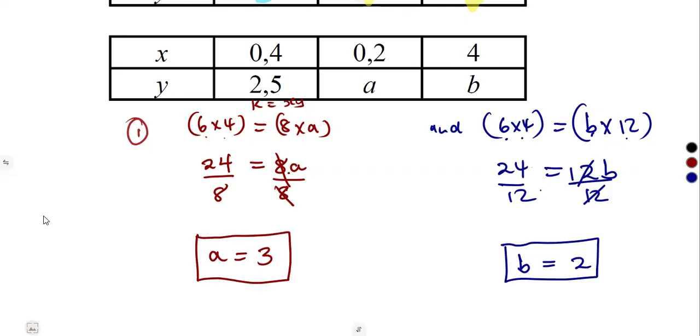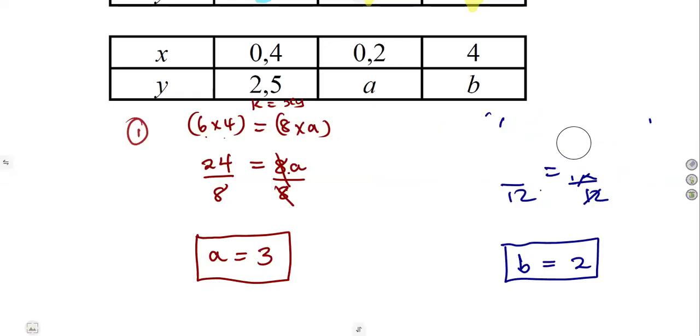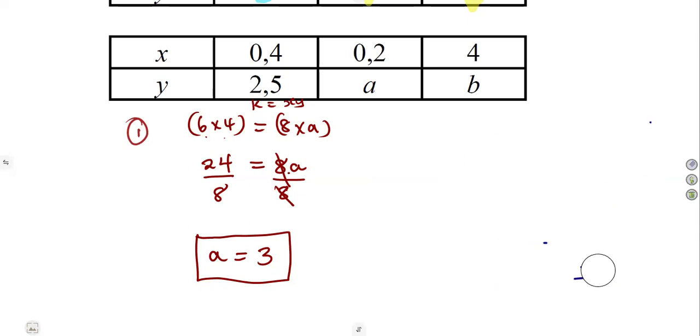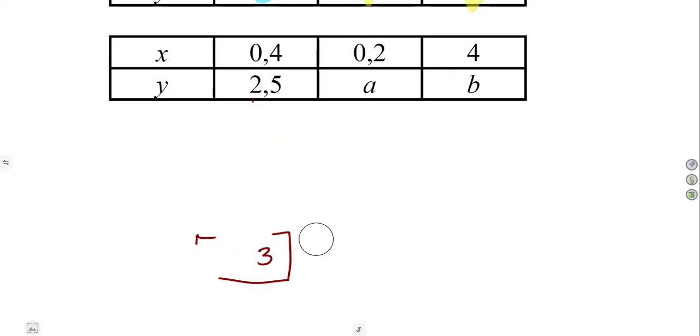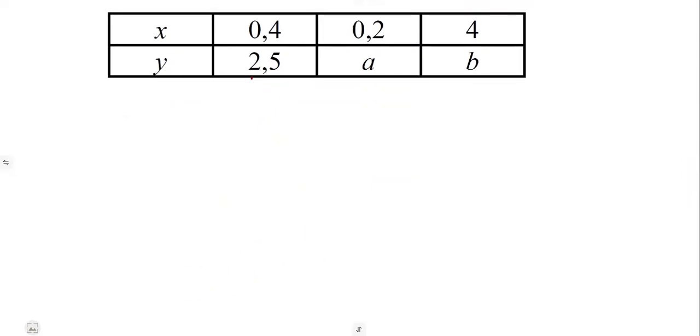Using the indirect concept. One is increasing, one is decreasing. So there we are already told that it's an inverse, so that's why we are using this, guys. Otherwise, if it was a direct proportion, we would use another approach.